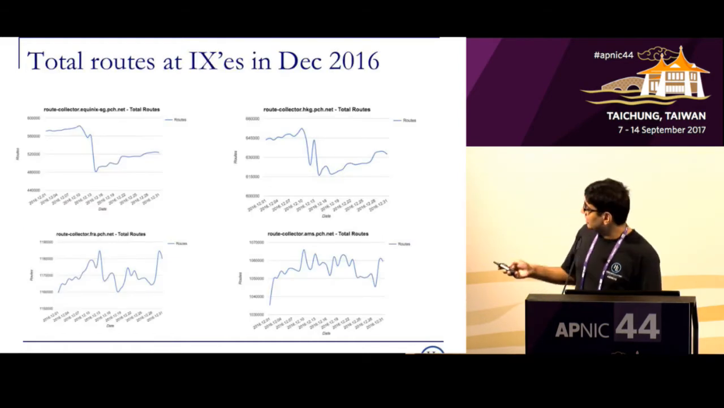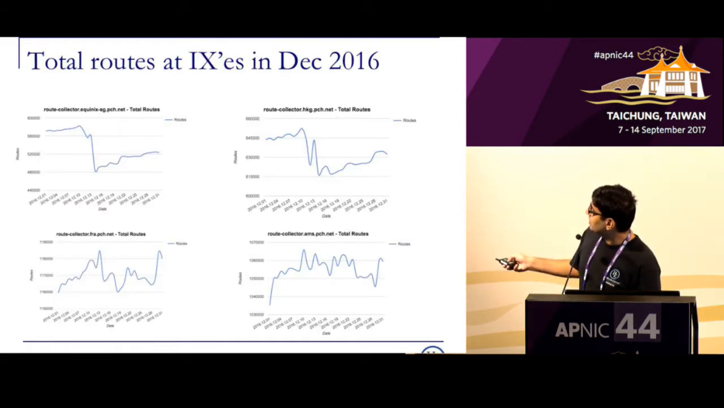So this is how it looks. This is the route collector in APNIC Singapore. It saw a major downfall around that time. This is the 12th, and remember, the time is in UTC. So it was around this time when it saw a major downfall. In HKIX, there was a major downfall, it went up a bit and then again a major downfall.